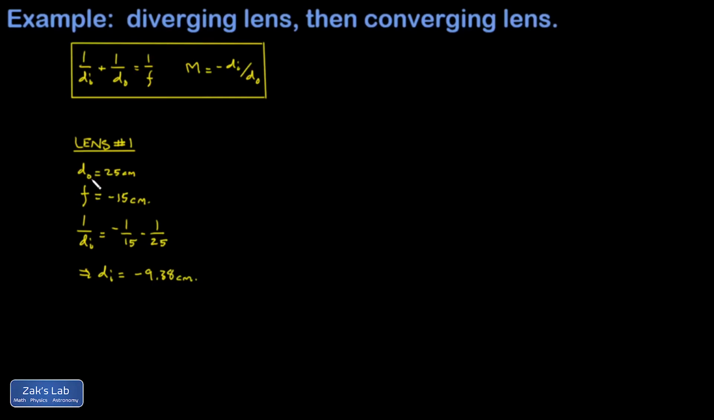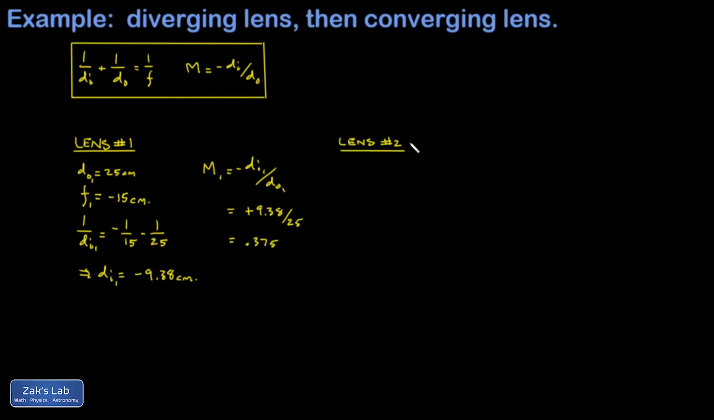Now these things should actually be indexed for our first refraction. And then when that image passes through the second lens, those will all have a subscript of 2. So our first magnification, I'll call that M1. That's a positive 9.38 over 25 since the image distance was negative. And I get a magnification of 0.375 at that first step.